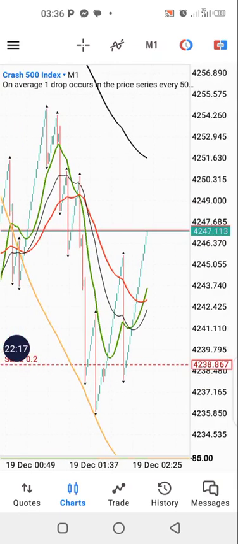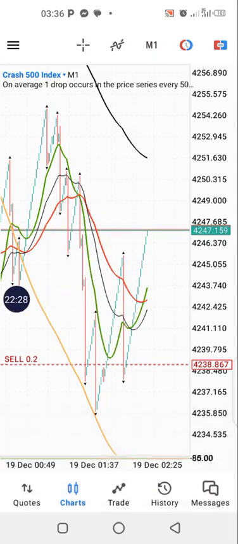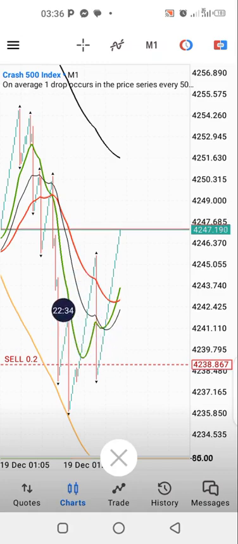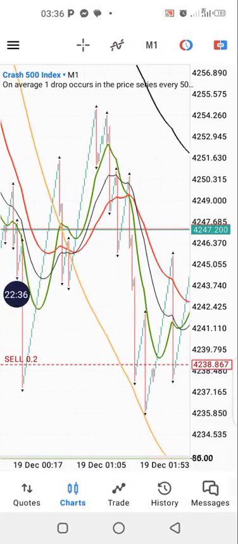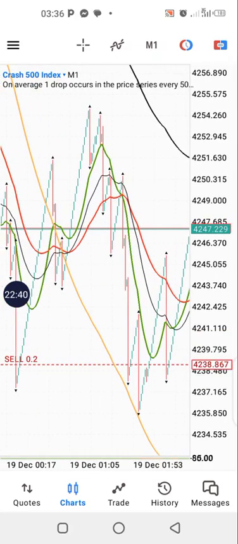But remember what I told you: when the green moving average is at the bottom and the red crosses the black, then it's time to sell. But you have to do price action analysis so that you'll be sure, just like what I did now. Though we came very, very late.